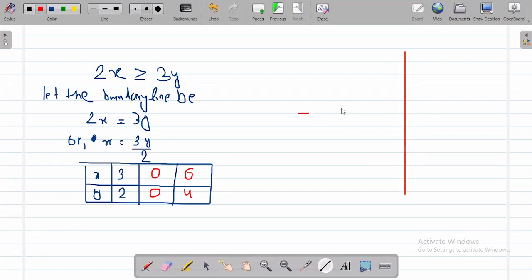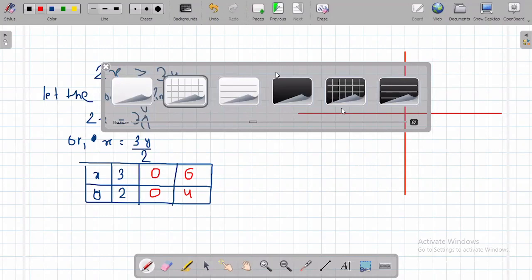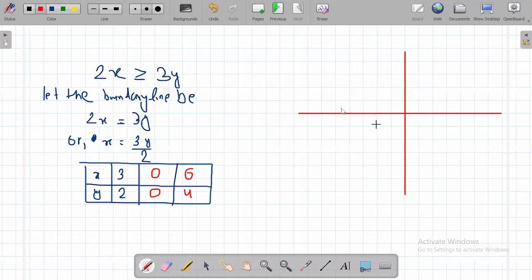Now let's go to the graph. In the graph, we have 3, 2. 3, 2 means somewhere. Let's go to one thing. I'll make this background as a graph. Okay, it will be easy for you. So the background, I'm going to make it graph. Okay, now I've made the graph. It will be easy to understand. Now 3, 2. 3, 2 means it will be here. Okay, then we have 0, 0 is here. Then we have 6, 4. 1, 2, 3, 4, 5, 6. 1, 2, 3, 4. It will be here.